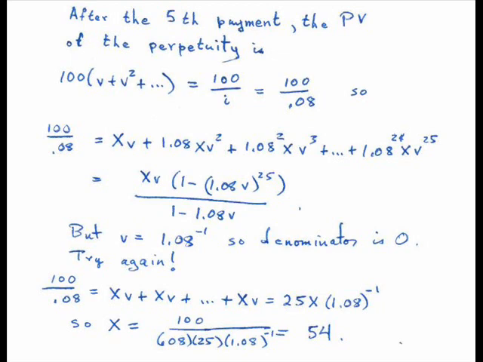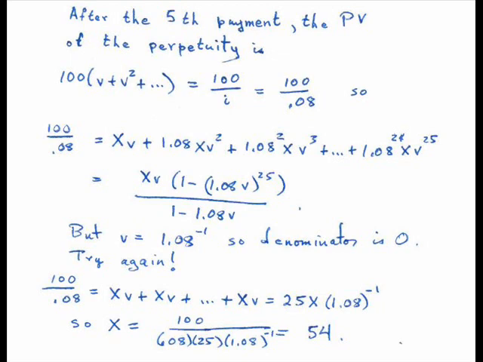So that is equal to a payment of 100V for the first payment, 1 year away, 100V squared for the second payment, etc. So it's 100 times the sum of V plus V squared plus V cubed off to infinity. We know the formula for that. It's 100 times 1 over i. In this case, i is 0.08. So the present value of the perpetuity is 100 divided by 0.08.